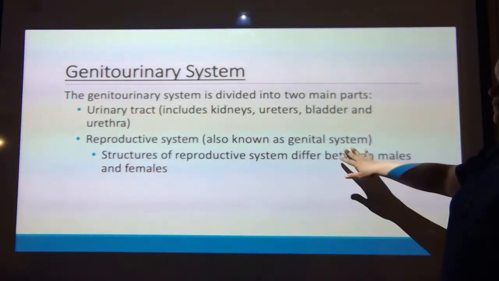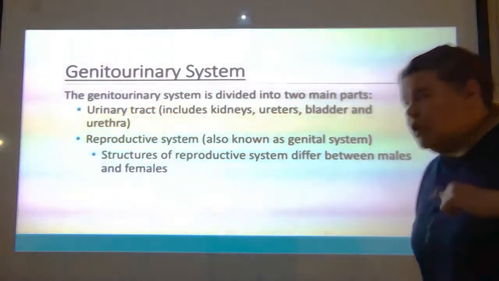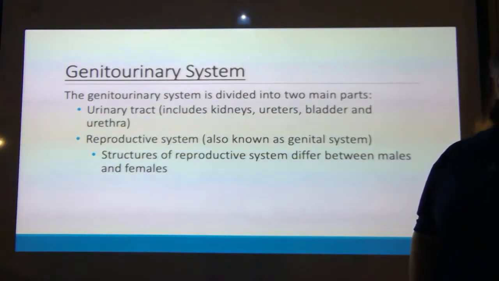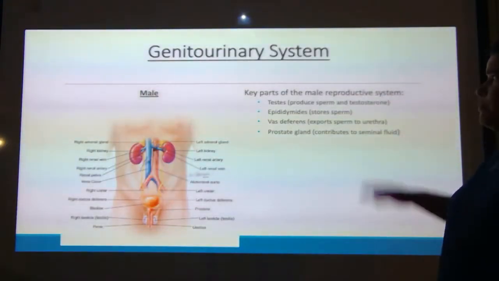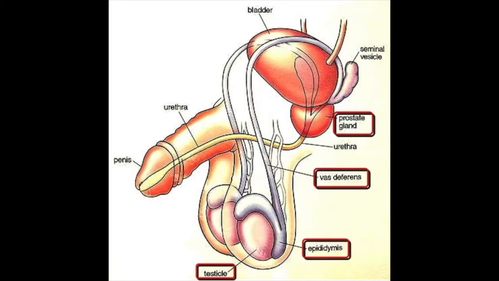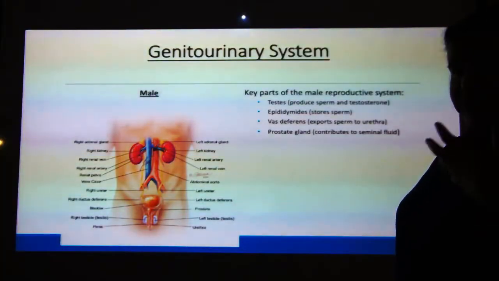The reproductive system can also be known as the genital system, although I've never heard it called that, just so you know. The structures of the reproductive system will differ between males and females. I don't think that's a big 411 to anybody. Key parts to the male reproductive system are going to include the testes that produce sperm and testosterone, the epididymis, which is the maturation site and storage facility for sperm, the vas deferens, which is the tube that exports the sperm to the urethra, and the prostate.